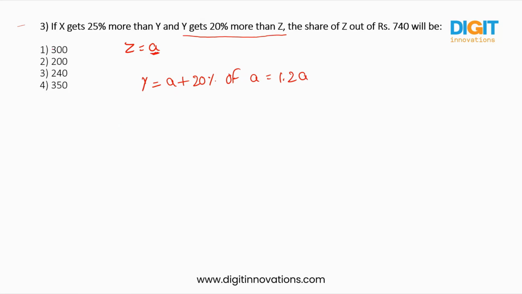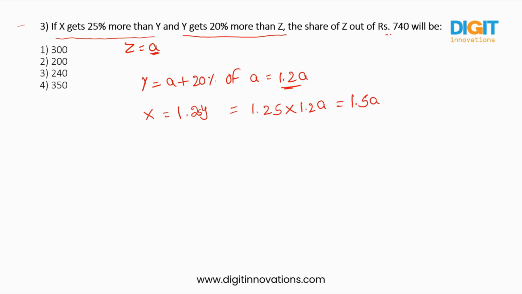Now the next one. X gets 25% more than y. So that means 1.25y, sorry, 1.25y. You already know the y value, it is 1.2a. So 1.25 into 1.2a, which is 1.5a. You got the x value and y value here.